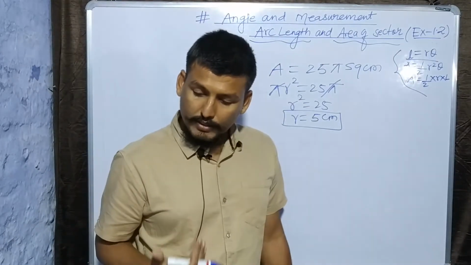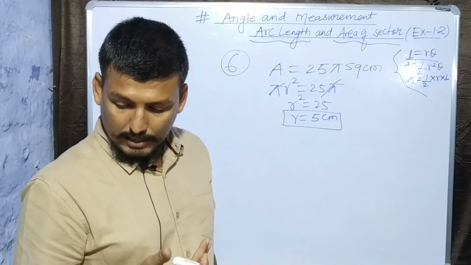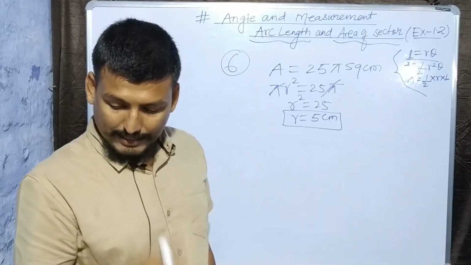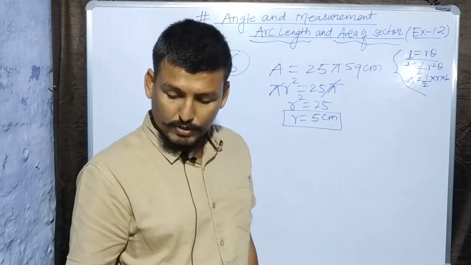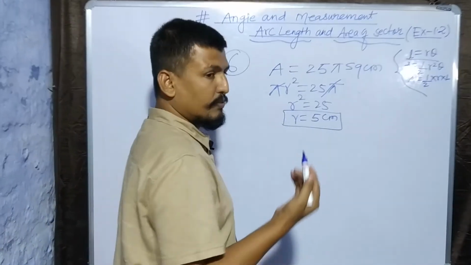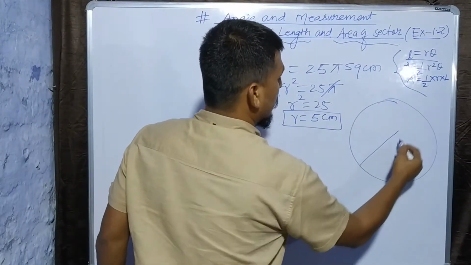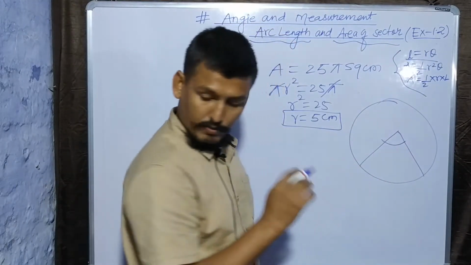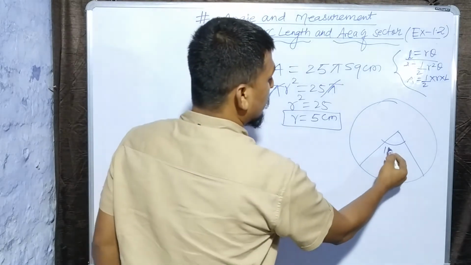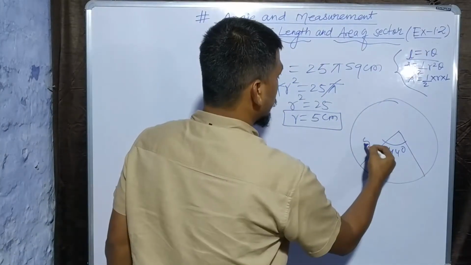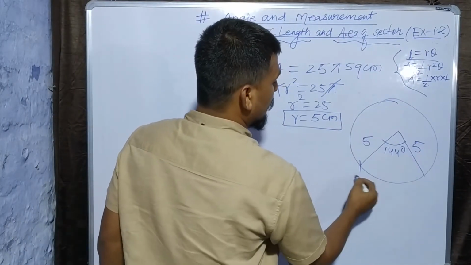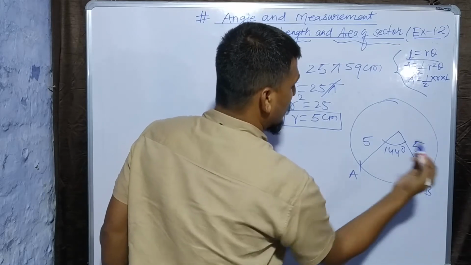Next question number 6. Find the length of an arc subtending an angle of 144 degrees at the center. Also find the area of the corresponding sector. So first of all you have to find the length of arc. See in the diagram, this angle is 144 degree. This is 5, this is 5. You have to find the value of the length of arc.